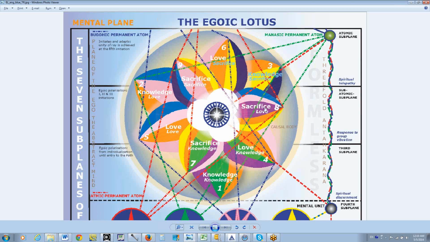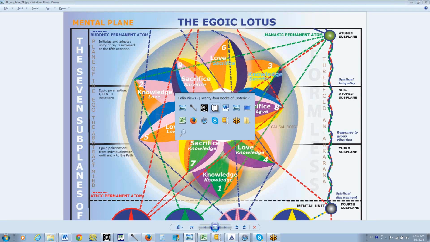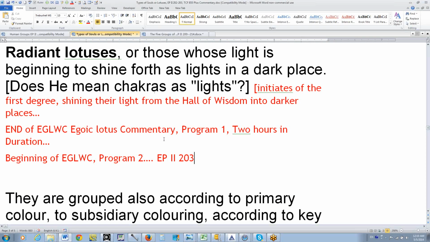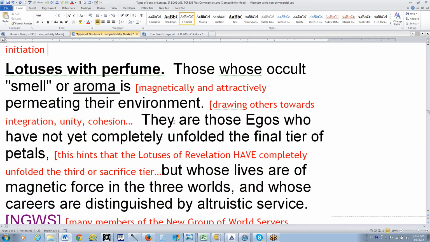We cannot begin sacrifice with the love sub-petal. It would not be consistent. Well, anyway, we are here at a point where we are continuing talking about the names of the lotuses.